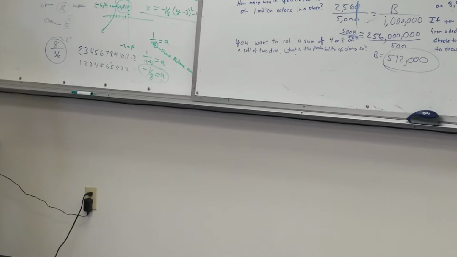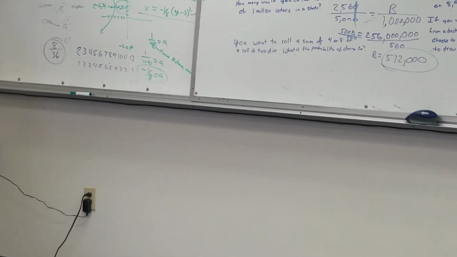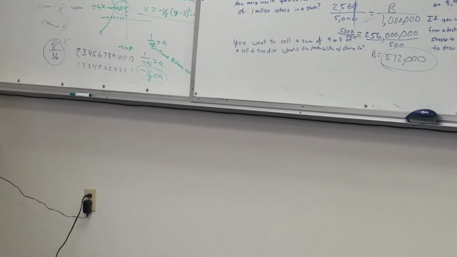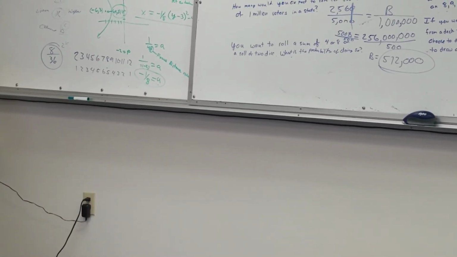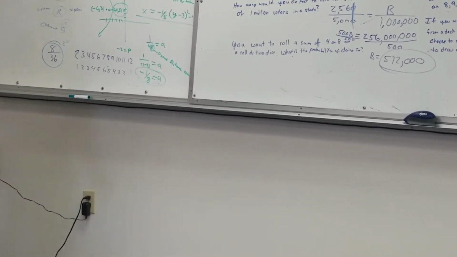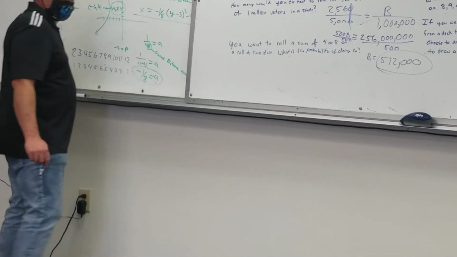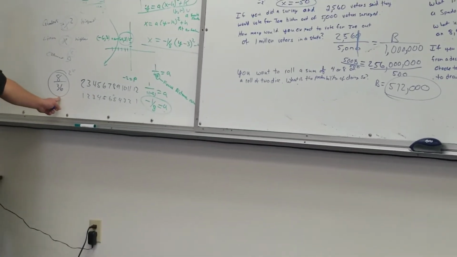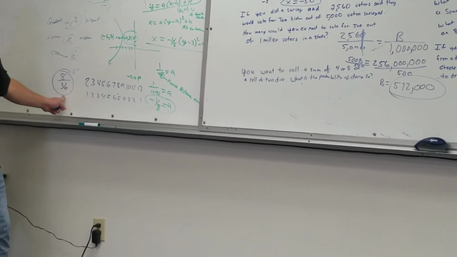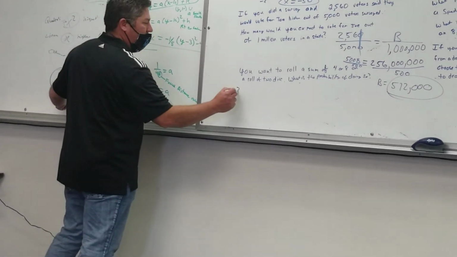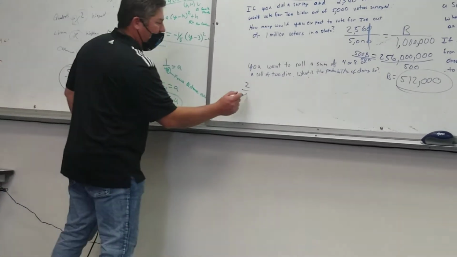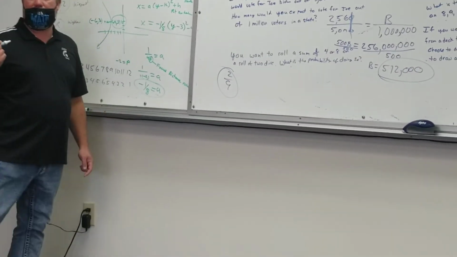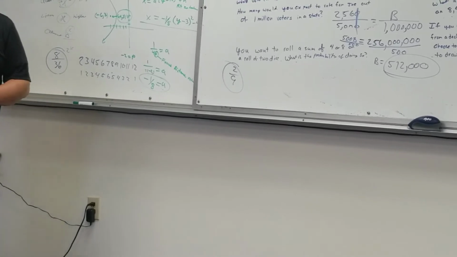I want all probabilities to be listed as a reduced fraction on the quiz. Okay? You can do it as a percent also if you want, but I want them as a reduced fraction at least. So I gotta reduce that. What goes into both 8 and 36? 4 for sure, right? What's 4 into 8? 2. What's 4 into 36? 9. So 2/9 is what I want on an answer on that. Okay, that's your probability.